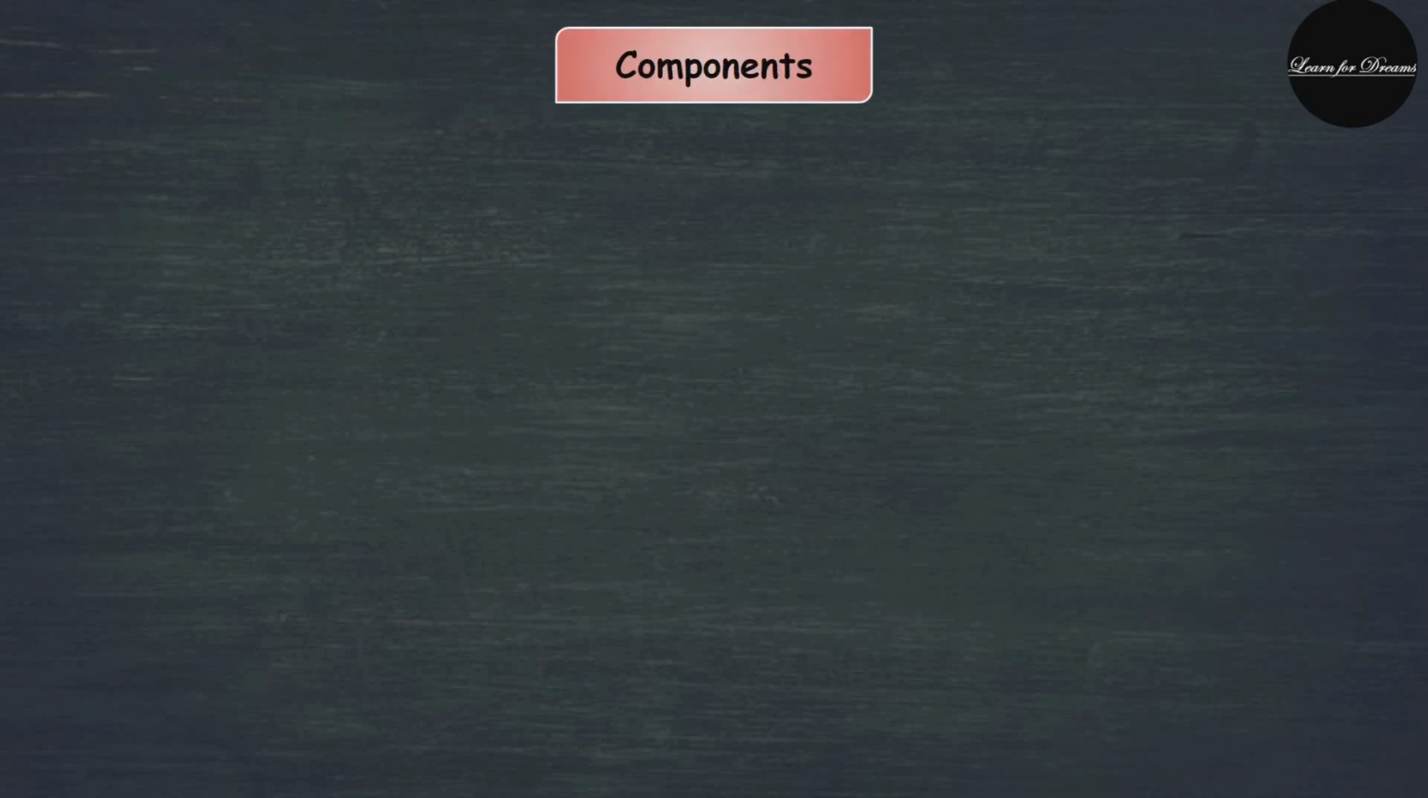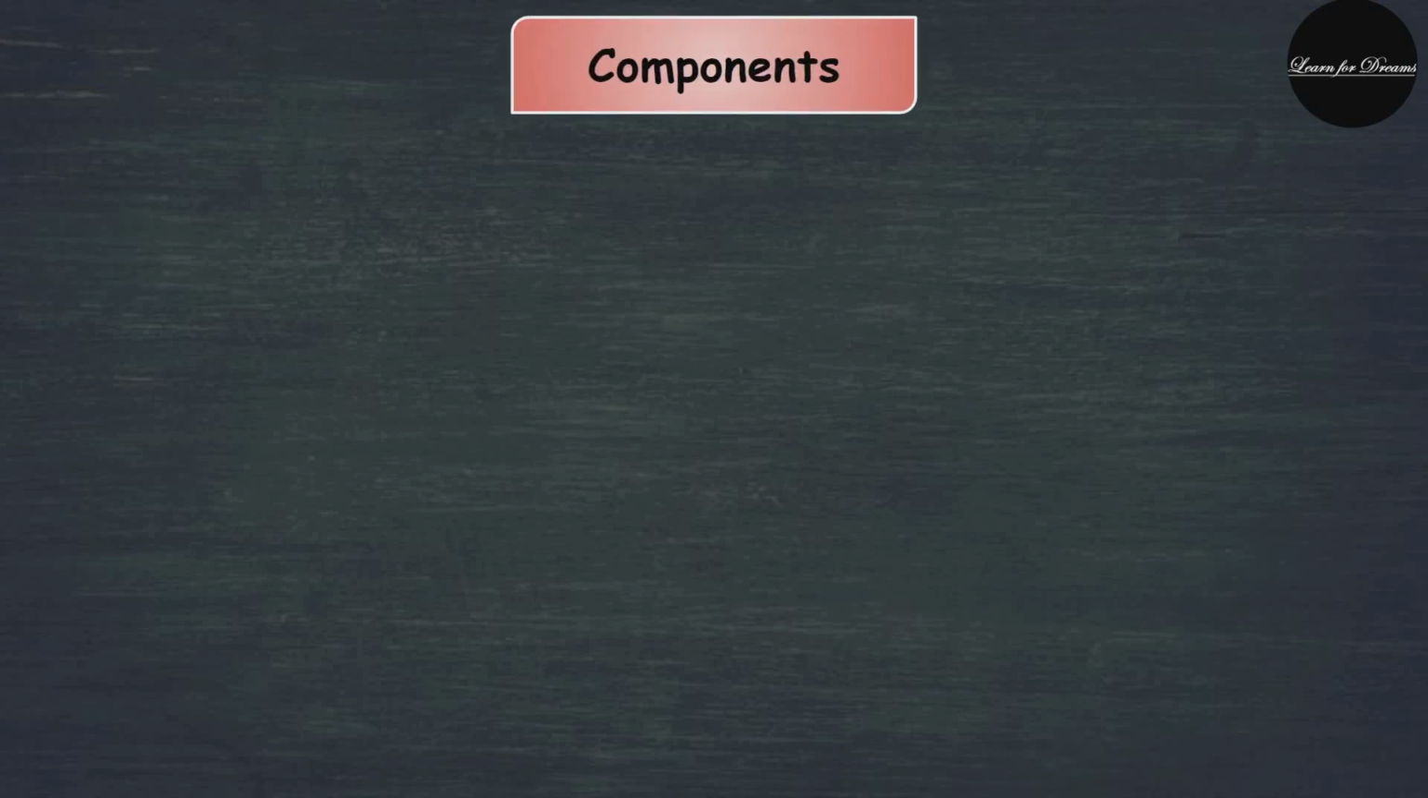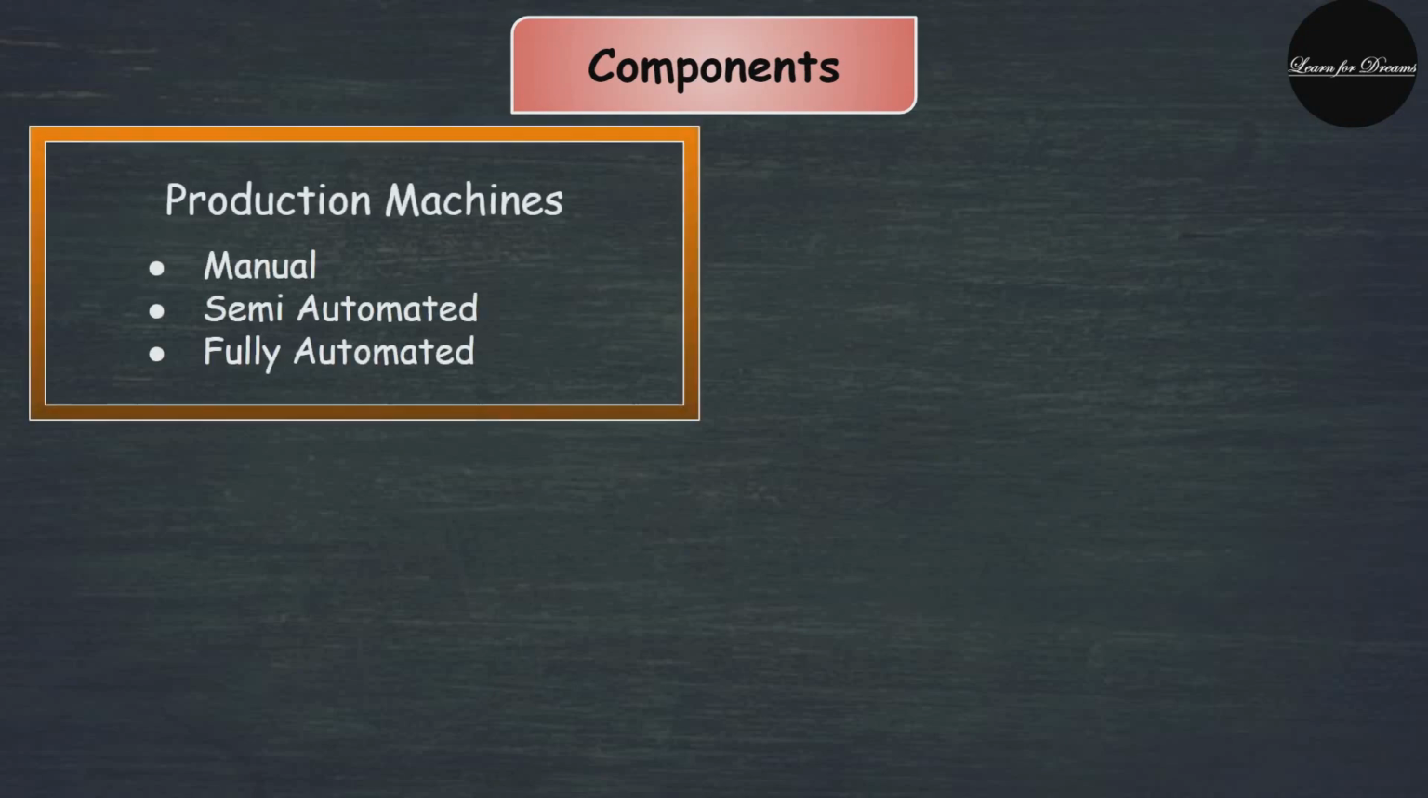Now moving towards the components of manufacturing system, there are four main components of a manufacturing system. Starting with production machines, there are three types of production machines. Those are manually operated machines, semi-automated machines and fully automated machines.